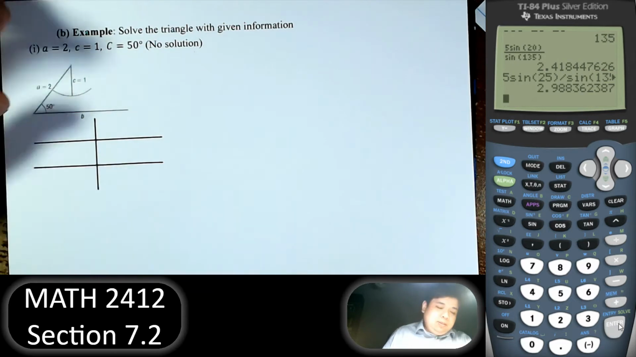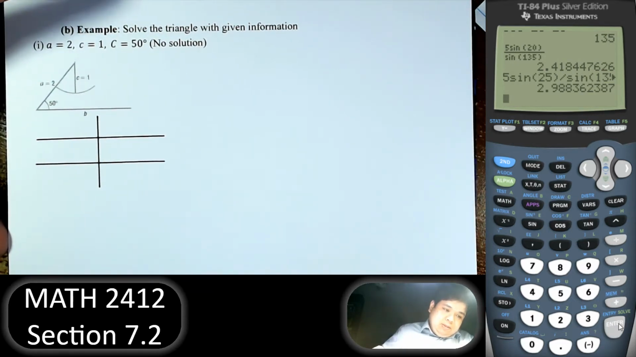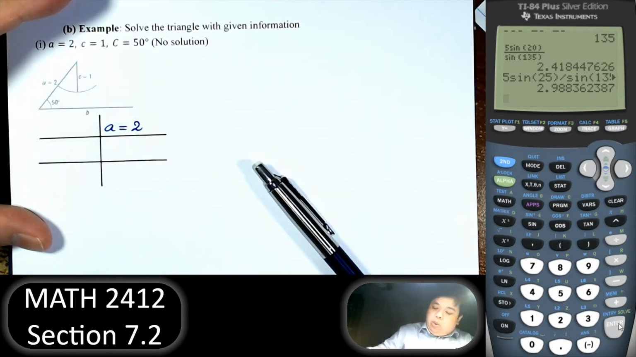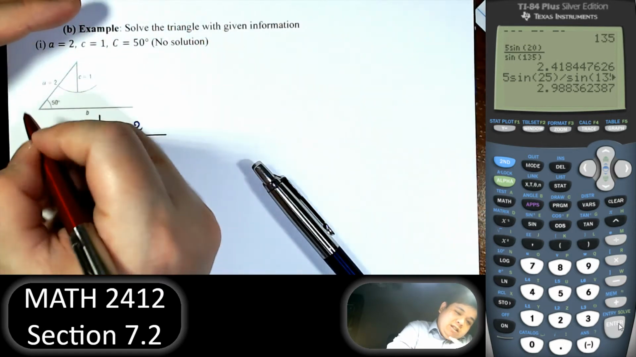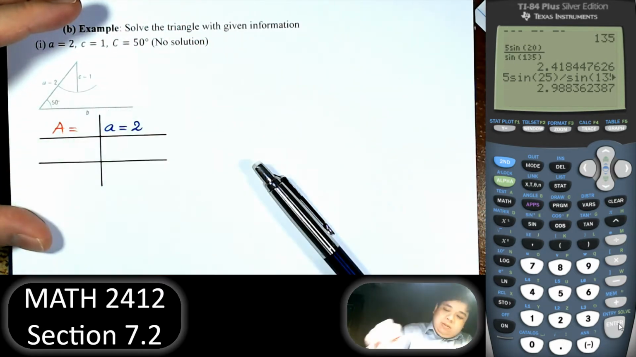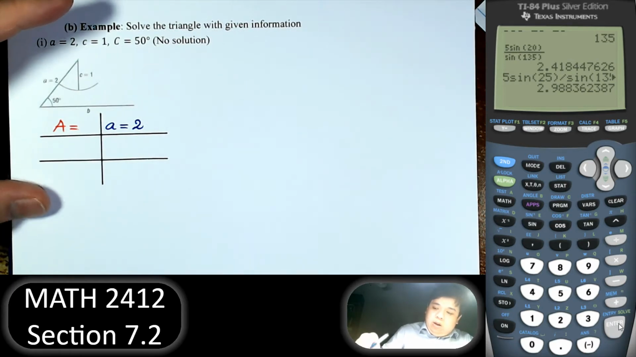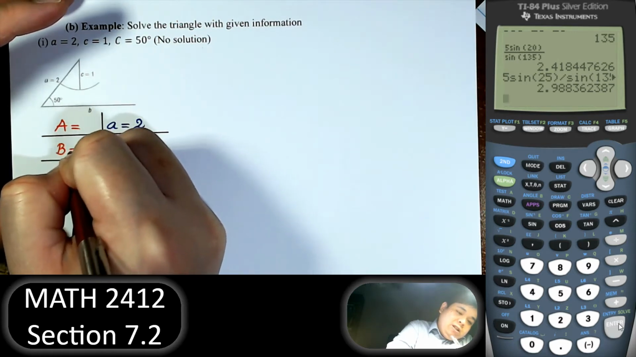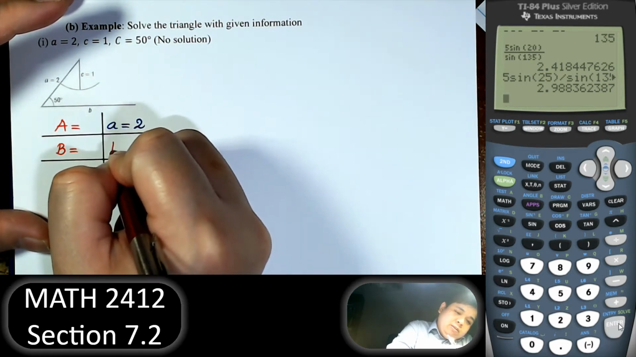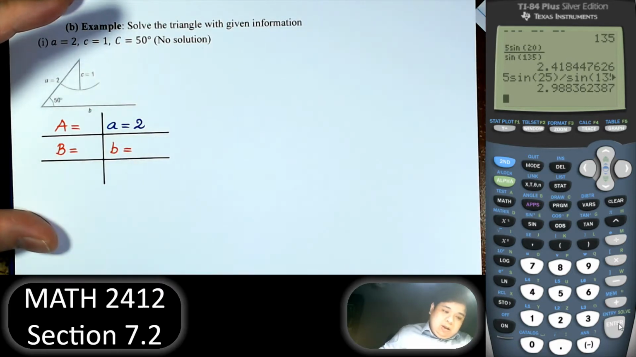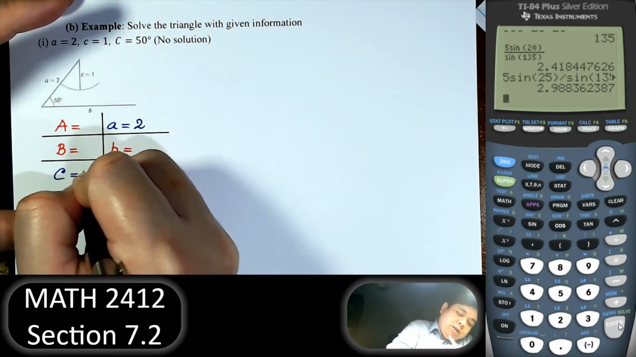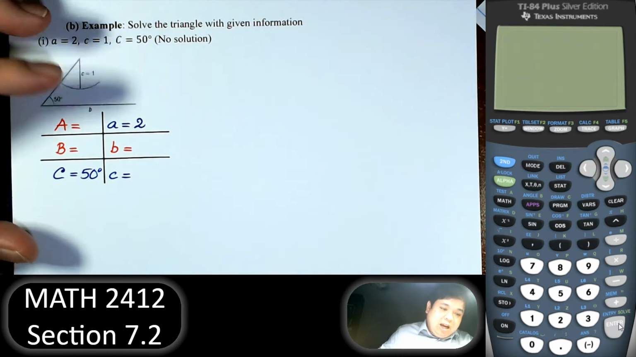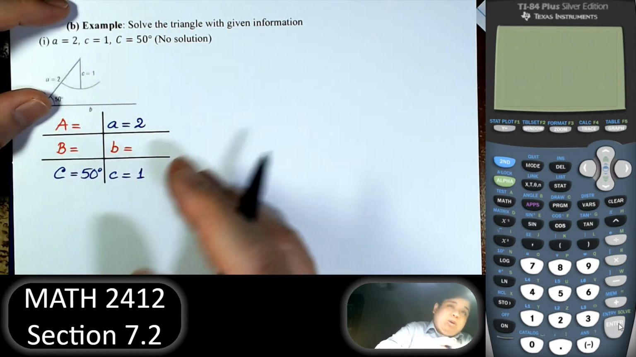Right. We know side a is 2. We do not know angle A. We don't know anything about B. We do know angle C is 50 degrees. And side little c we don't know. Actually, we do know it's 1. Right. So that's what we are given.